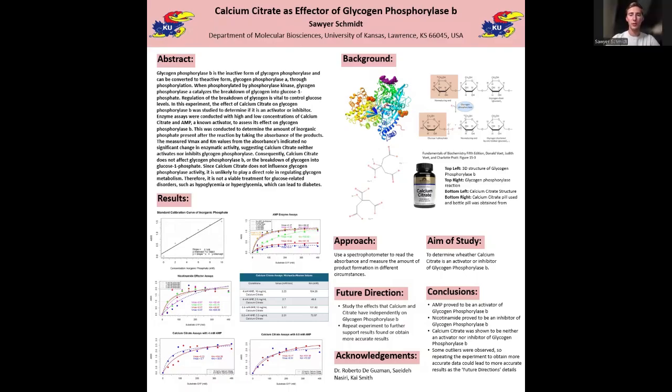Hello, my name is Sawyer Schmidt, and this is a presentation about calcium citrate as an effector of glycogen phosphorylase B. I used a spectrophotometer to read the absorbance of different assays to determine whether calcium citrate is an activator or inhibitor of glycogen phosphorylase B.